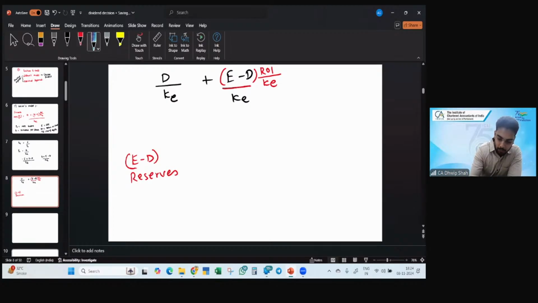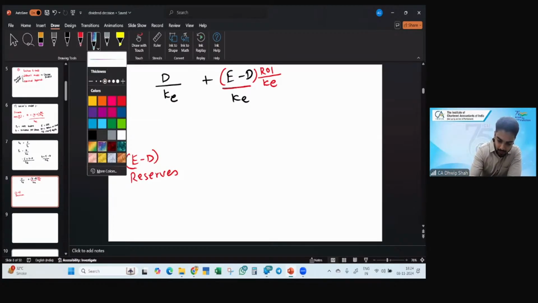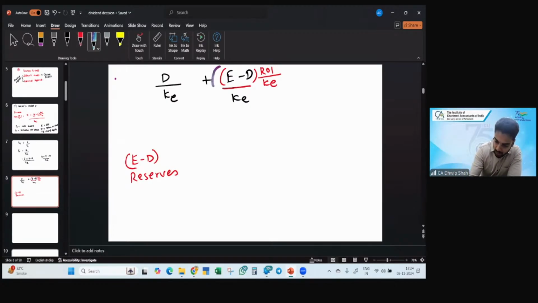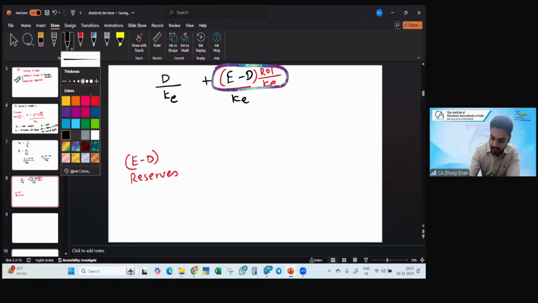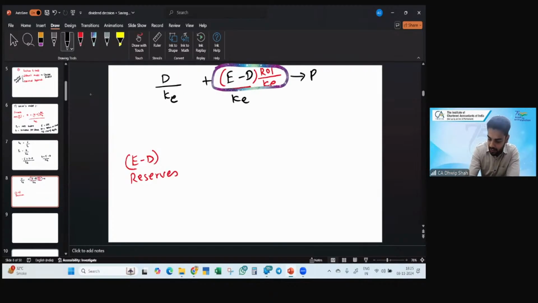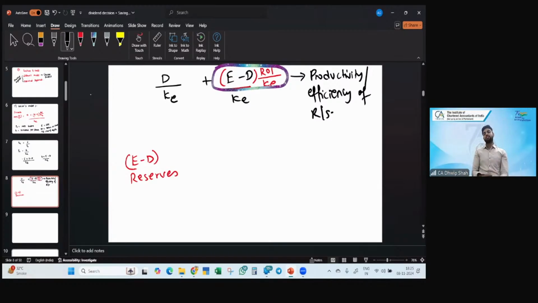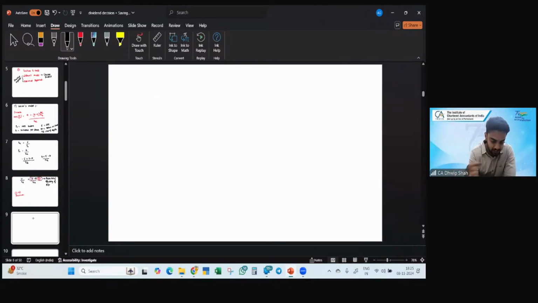Now this entire portion of E minus D multiplied by ROI divided by K represents the productivity of reserves and surplus. It represents the productivity or efficiency of reserves and surplus, or retained earnings. How? Let's discuss how it determines the efficiency.